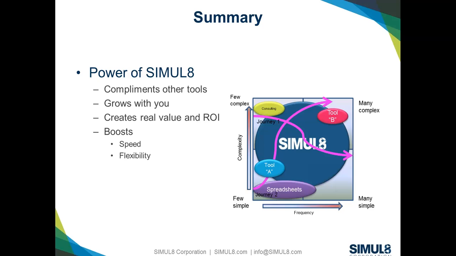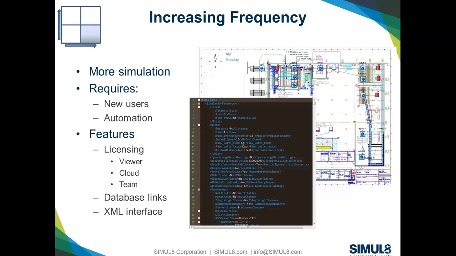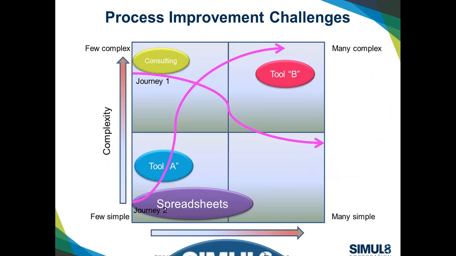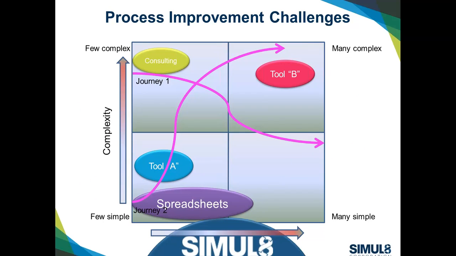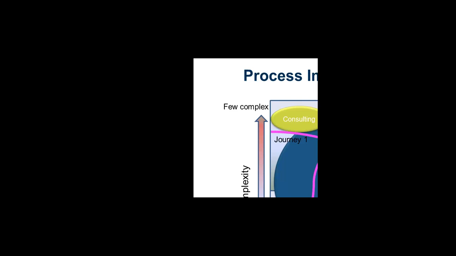So I have time for a few questions, and I will look to those questions, but before we go to those questions, I would like to ask you all one more question: where do you see yourselves in these 4 quadrants? So where in your process improvement journey as a company, where are you now?